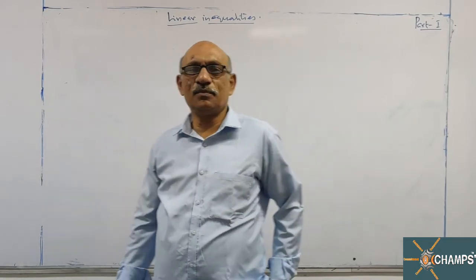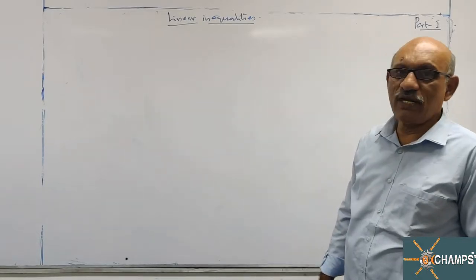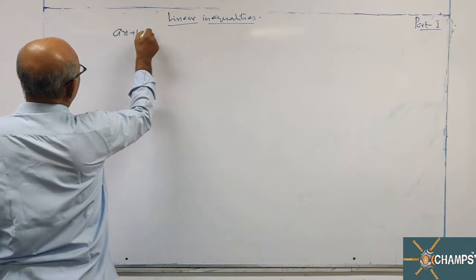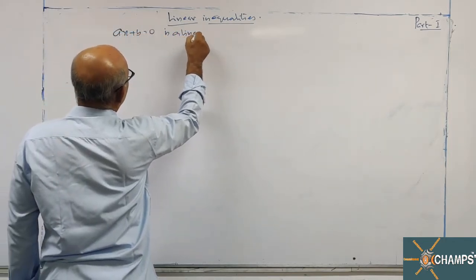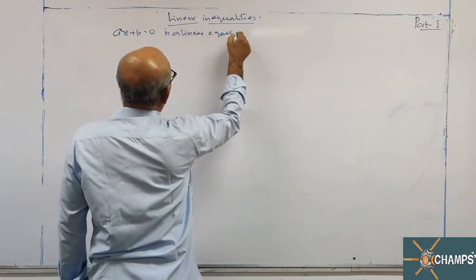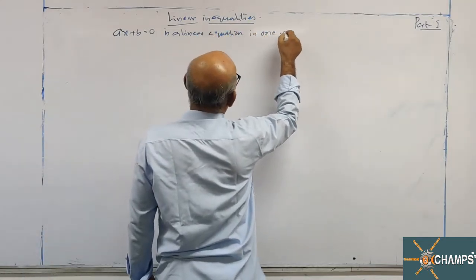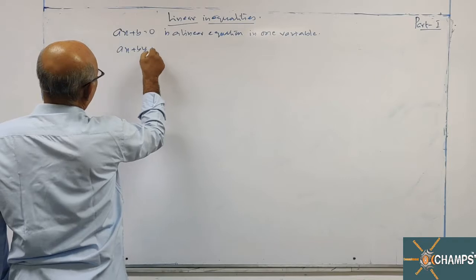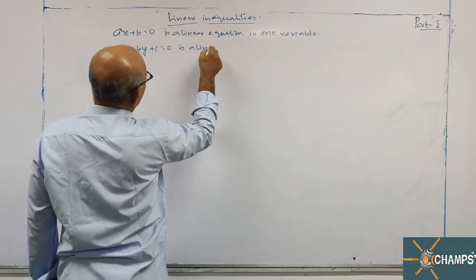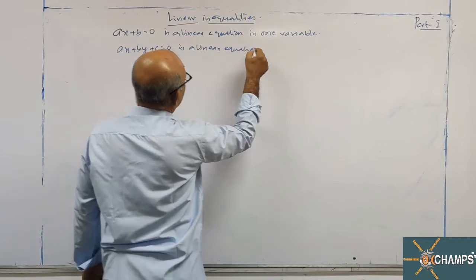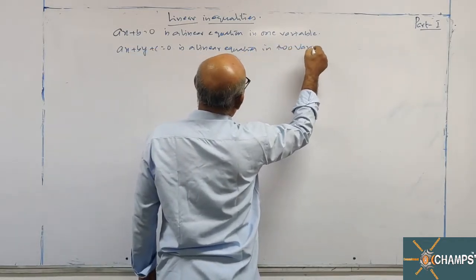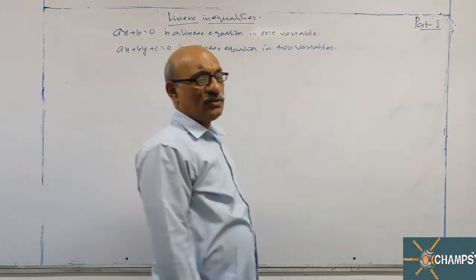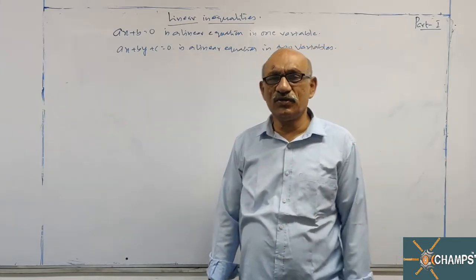Let me introduce a new concept today, that is linear inequalities. What is a linear inequality? Look at this, sir. Ax plus b equal to 0 is a linear equation in one variable. Ax plus by plus c equal to 0 is a linear equation in two variables. So when it is equated to 0 with an equal to sign, it is called an equation.